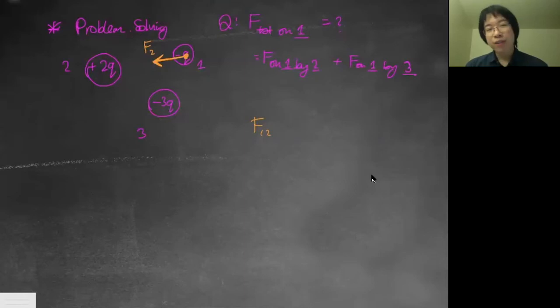And then now that is F2, how about F3? So this time it repels. Okay, so this is F3. So now you add these, but they are in different directions, right? So now you need to add them vectorially. There's 2 ways to do this.